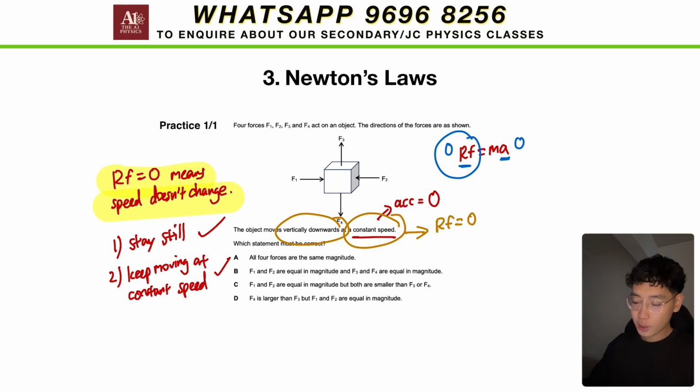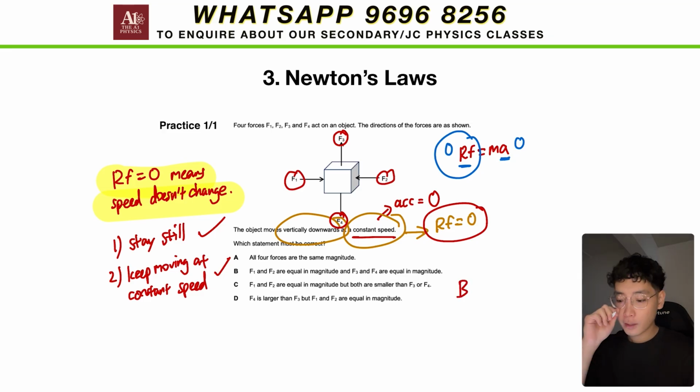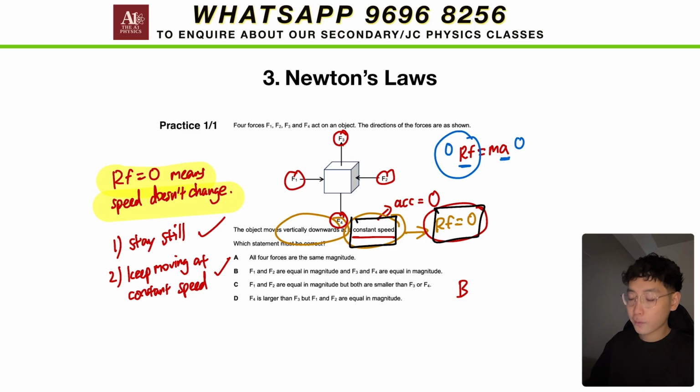So in this question, because the resultant force is zero, F1 must be equal to F2 and F3 must be equal to F4. So the answer for this question is B. Always remember to link constant speed to this idea of resultant force equals zero.